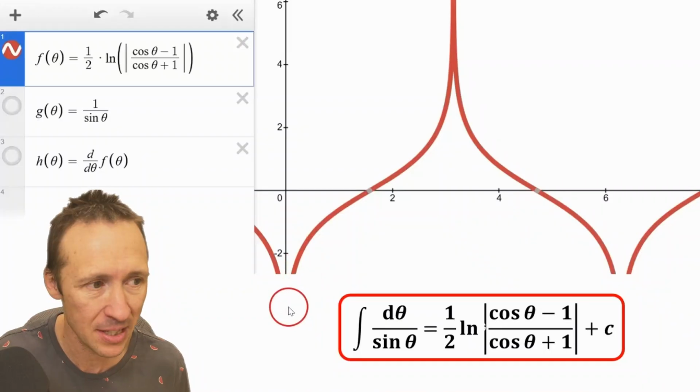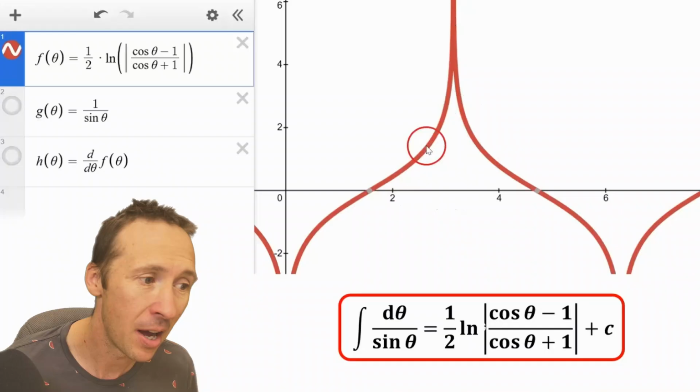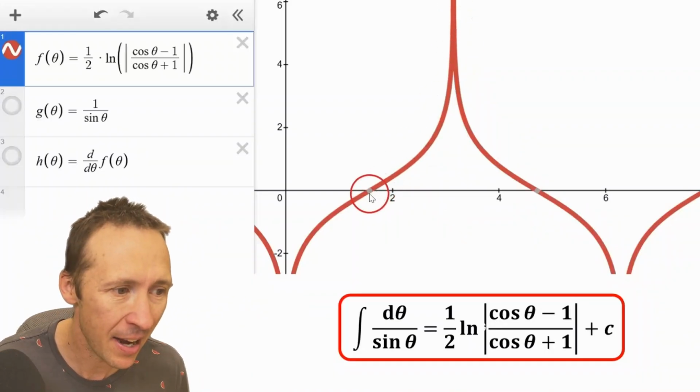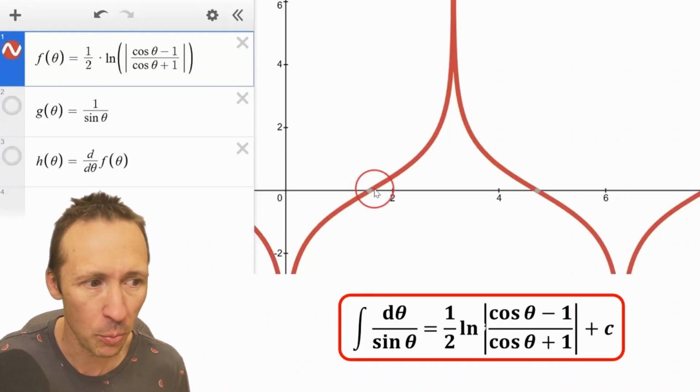Now, if we look at this function, as theta goes to 0, the slope becomes infinitely large because it gets steeper and steeper and steeper. And also as we approach whatever this value is, maybe it's pi, it goes to positive infinity as well. And then right here at the x-axis, that's as flat as the slope will get.